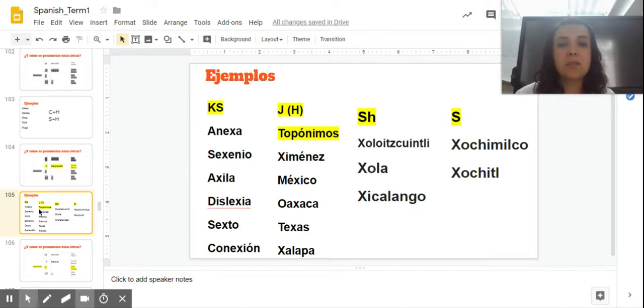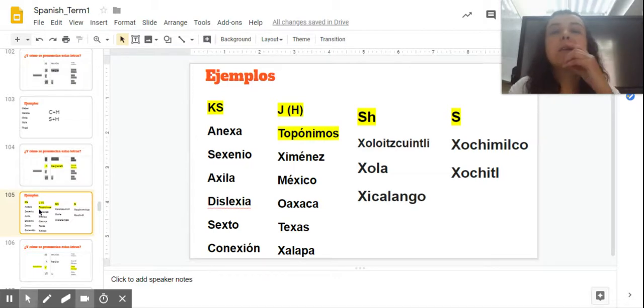As you can see, we're talking about countries or cities, and they remain the same original pronunciation, topónimos. Jiménez, México, Oaxaca, Texas, Jalapa. So it's wrong to pronounce in Spanish, Mexico with an X sound. You say México, México.